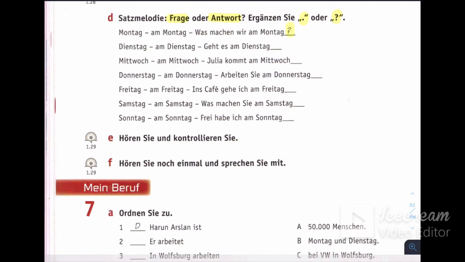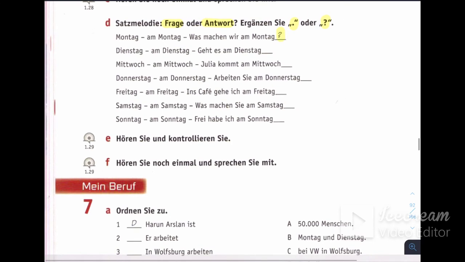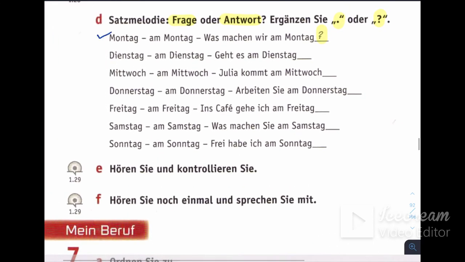What will come here? Geht es am Dienstag? Yes. Which one will come here? Geht es am Mittwoch? Yes. This is already done for you. Okay. Dienstag. So here the question form will come again. Geht es am Dienstag? Yes.